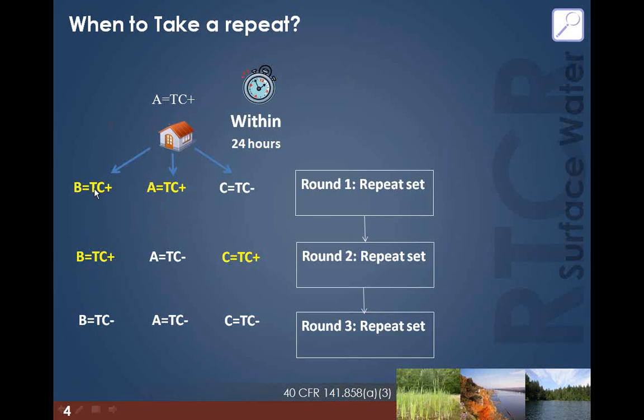For example, for the B site that received a total coliform positive, they would require a repeat set for that one and then a different repeat set for the site A. That's not how it is intended under the RTCR.